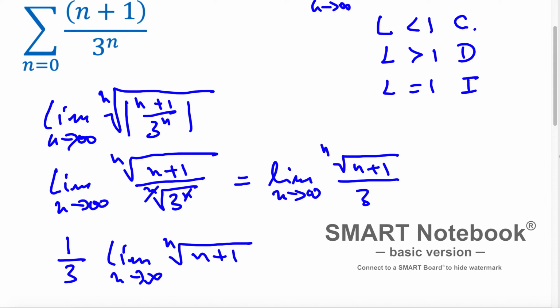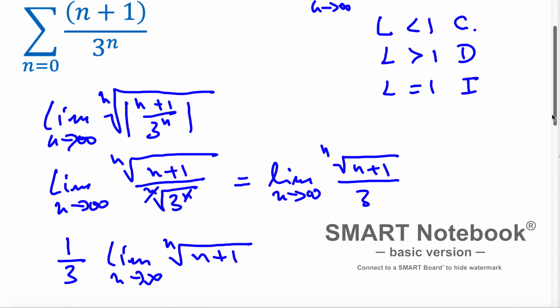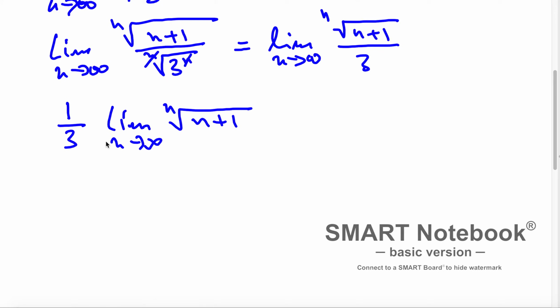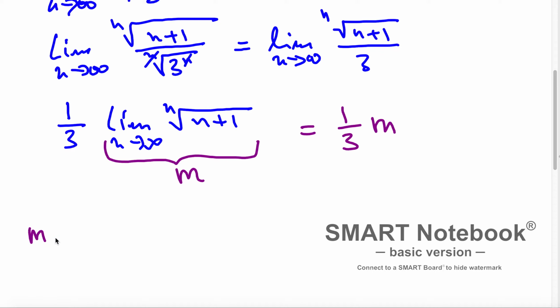But now we are taking just this part here, and let's say this is equal to m. So this is equal to 1/3 of m. But let's work just with m, just with this part inside, without this factor 1/3. So m is equal to the limit as n goes to infinity of the nth root of n plus 1.